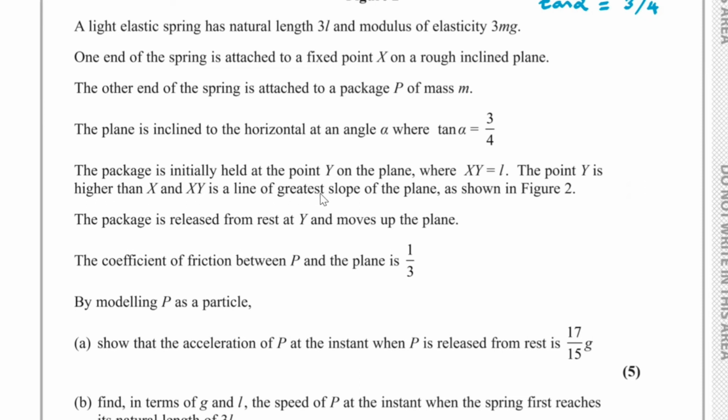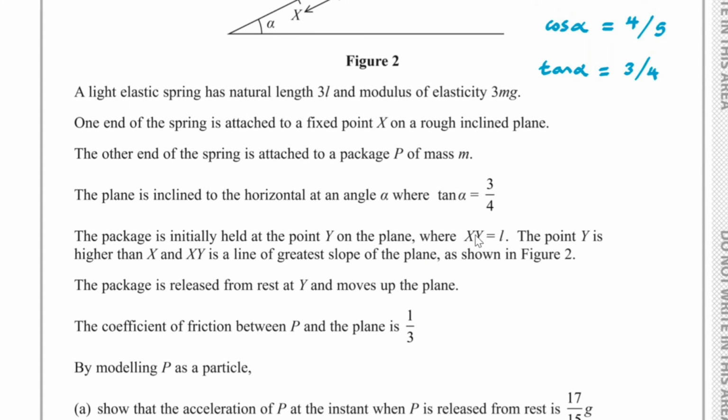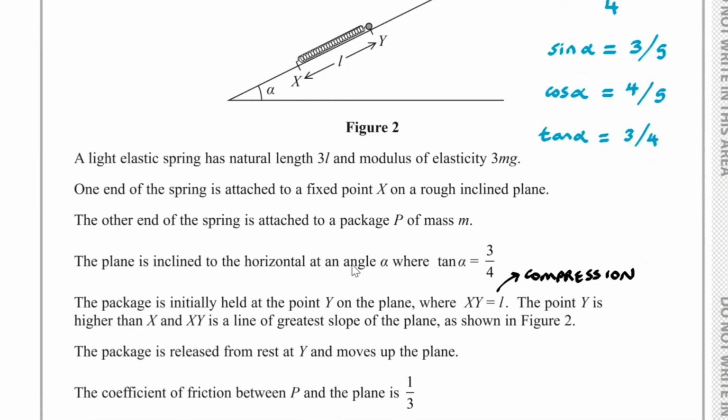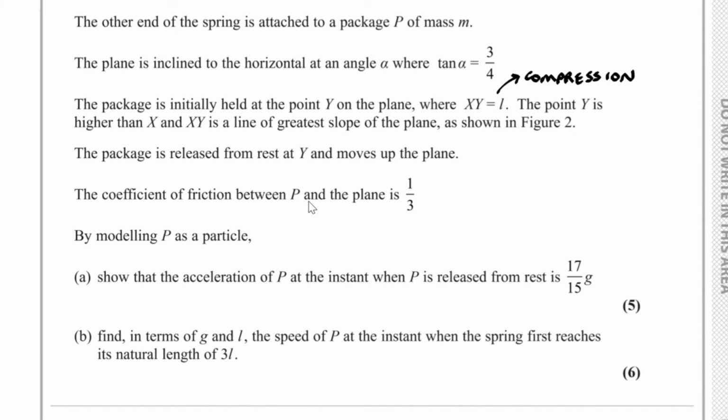The package is initially held at the point Y on the plane, where XY is equal to L. Now, if it's got a natural length of 3L, we are compressing the spring. This statement would suggest we have compression. Now, the point Y is higher than X and XY is a line of greatest slope of the plane, as we see in figure 2. The coefficient of friction between P and the plane is a third. By modelling P as a particle, for part a we have to show that the acceleration of P at the instant when P is released from rest is 17 over 15 g.